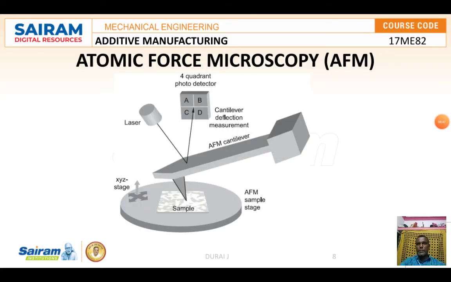A limitation of atomic force microscopy is that the maximum height is on the order of 10 to 20 micrometers, and the maximum scanning area is 150 by 150 micrometers. These are the limitations, and it is highly dependent on the AFM probes. Also, the scanning speed is very limited.